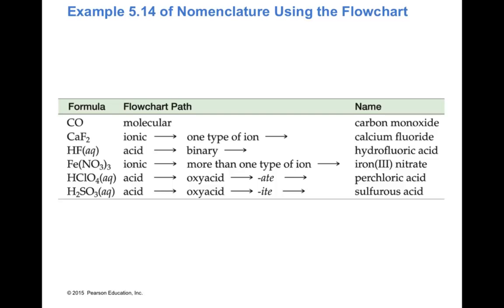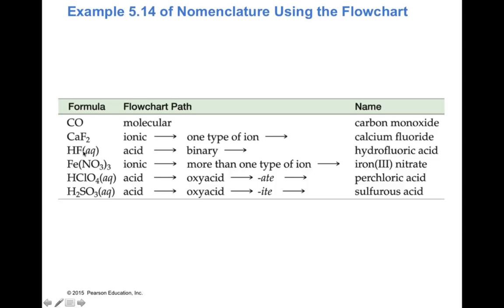So here we have another type of example. CO is a molecular compound, so this is carbon monoxide. We have just one oxygen. This one is ionic because calcium is a metal, and calcium has just one type of ion because calcium is from family 2. As I mentioned before, family 2 always has a +2 charge. So in this case, the name is going to be calcium fluoride.